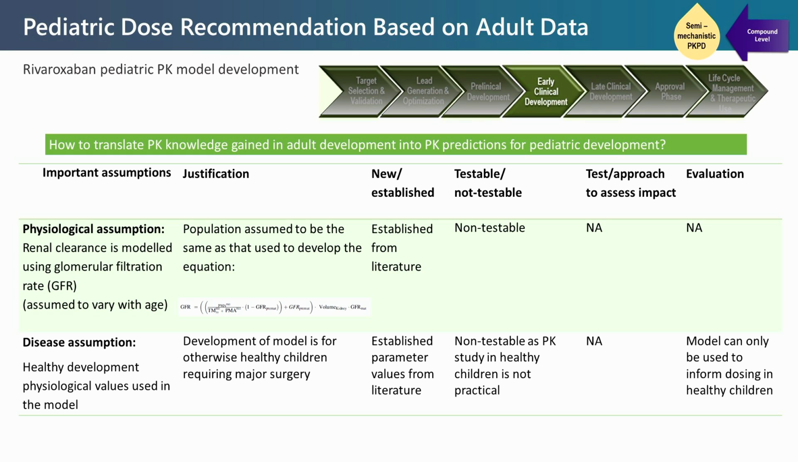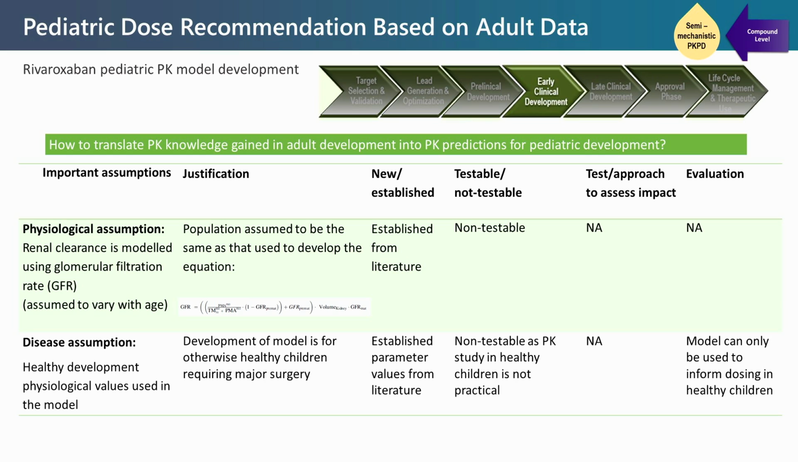As the PBPK model is incorporated with the clearing processes of rivaroxaban, one of the important physiological assumptions is that renal clearance is a function of GFR and is assumed to vary with age according to this equation. The justification is that the population is assumed to be the same as the literature used to develop the equations. It is an established literature, so it is not testable.